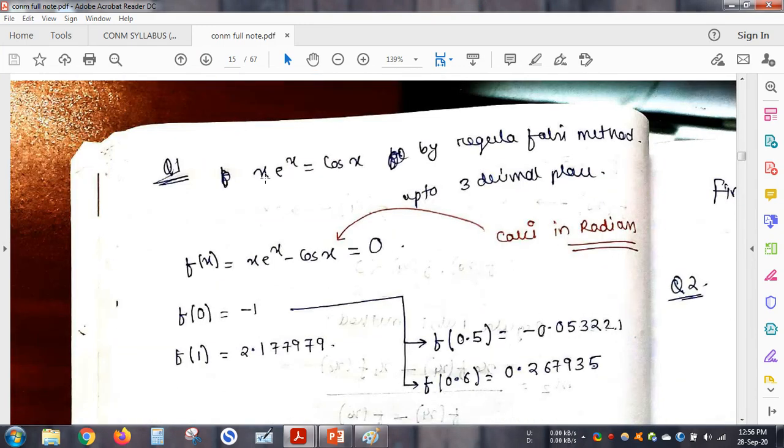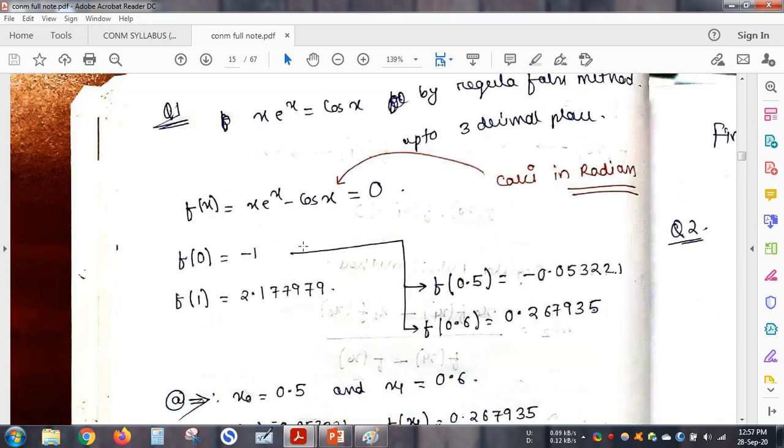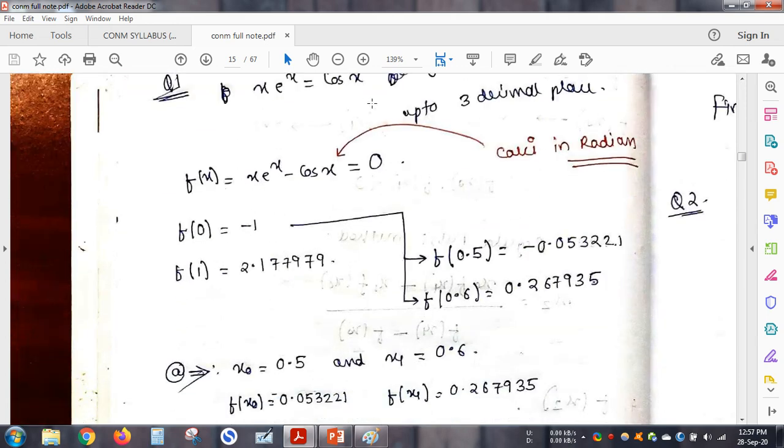Suppose this is my equation and I want to solve it: x e to the power x equals cos of x, using the regular falsi method up to 3 decimal places. Now this is a transcendental equation. Why? Because I have cos over here. For such equations, please remember to use radian in your calculator. If you keep it in degree, you will not get the accurate result, isn't it? So put the calculator on radian. So this is my function f of x.